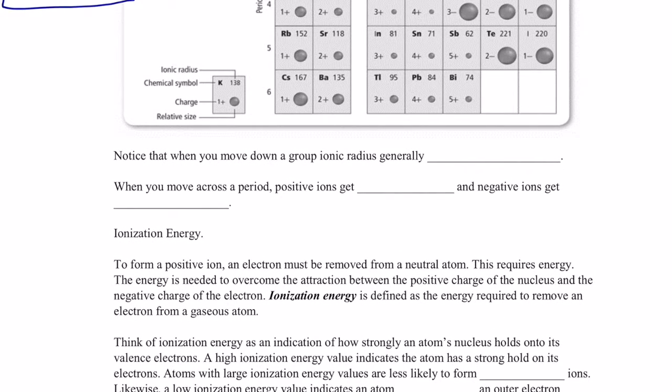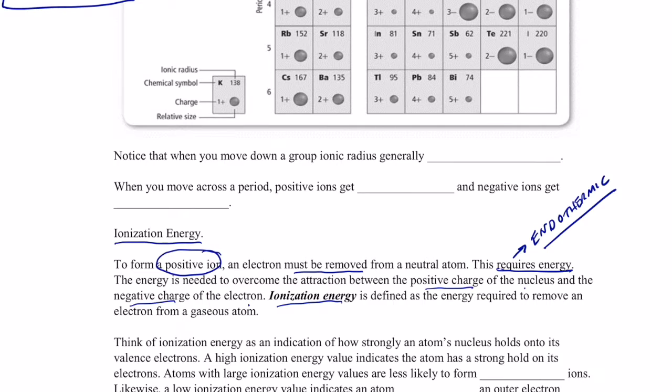Okay, next up I want to talk about ionization energy. And so to form a positive ion, folks, an electron must be removed from a neutral atom. This requires energy. Now whenever we use the term requires energy, we can use a synonym for that, which is endothermic, and we're going to be using that term quite a bit this year. That means energy is required. So to take an electron away from a neutral atom, energy is required. It's an endothermic process. The energy is needed to overcome the attraction between the positive charge of the nucleus and the negative charge of the electron.